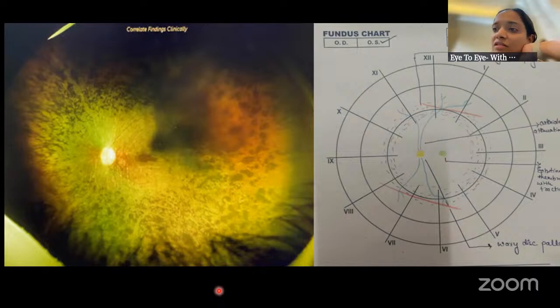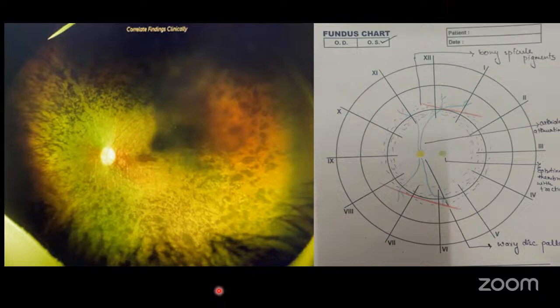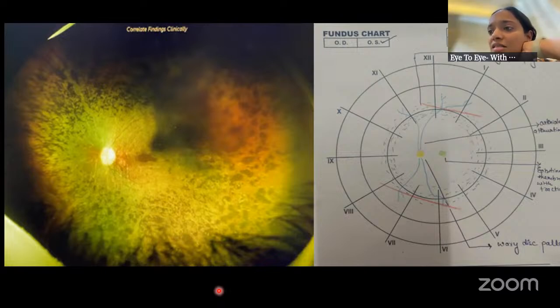So the first order vessels, when they come out of the disc, do they go all the way to the equator and then branch? No, ma'am. In the posterior pole. So nearly 2 disc diameters from the fovea, it starts branching. This is a frequent mistake made by most residents, that they show the branching much beyond what is seen. So this is very important, that the first branching should be much closer than you have shown.